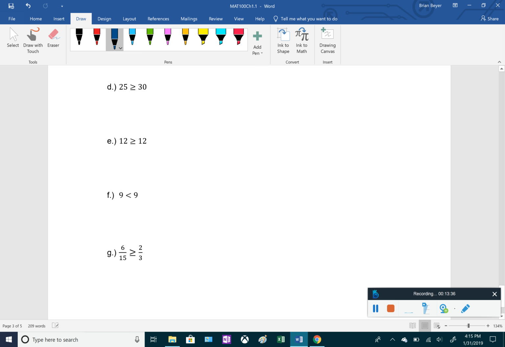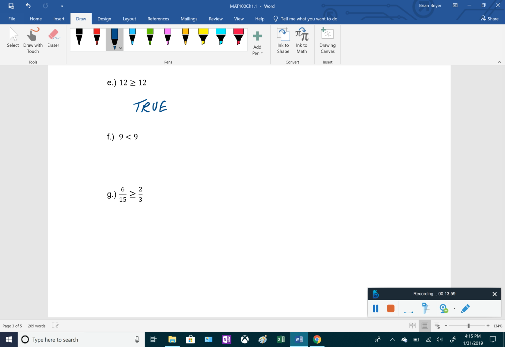Next one, 25 greater than or equal to 30. This one is already simplified for us. This one's false. 25 is not greater than or equal to 30. For E, 12 greater than or equal to 12. This one's actually true because of the or equal to. If this just said 12 greater than 12, it would not be true. The or equal to makes this true.